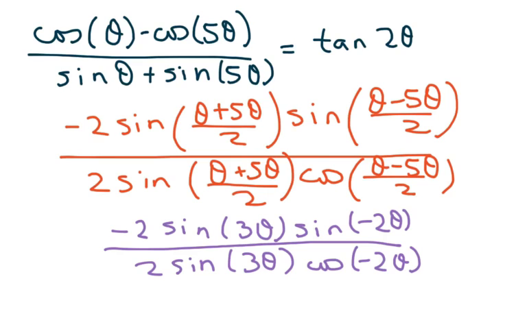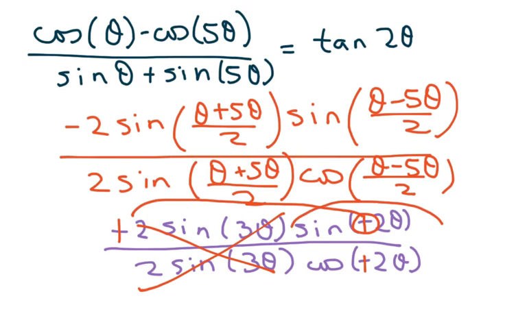Again, like we did in the previous problem, I'm going to pull this negative out front here. Two negatives make a positive, so I'm going to change those to positive. The cosine's even, so that we just changed to a positive. Sine was odd. Now, what can I cancel out? Okay, I can cancel these two out here. And when you simplify that, you get tan of 2 theta.